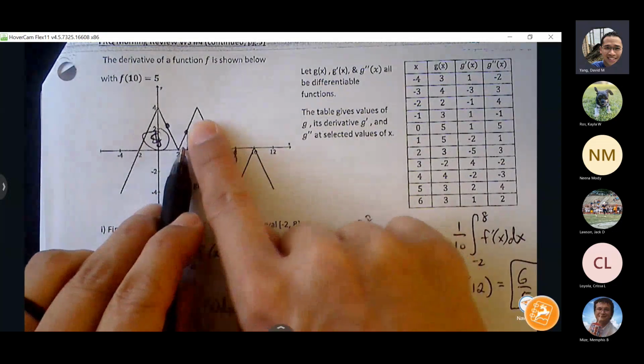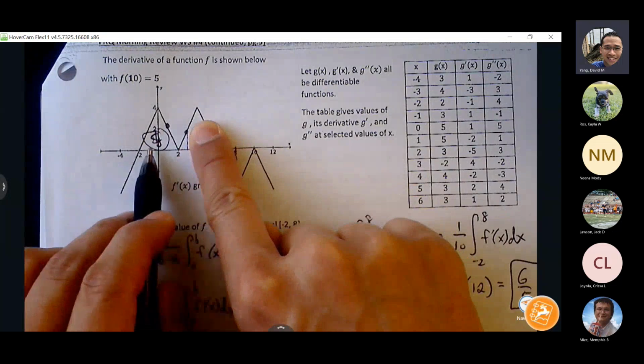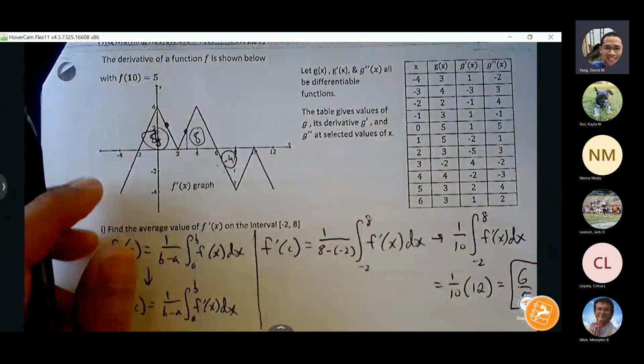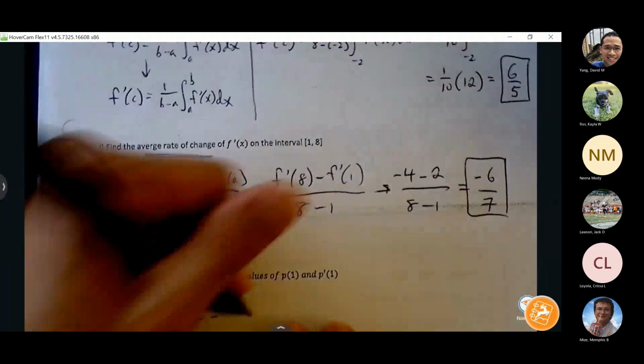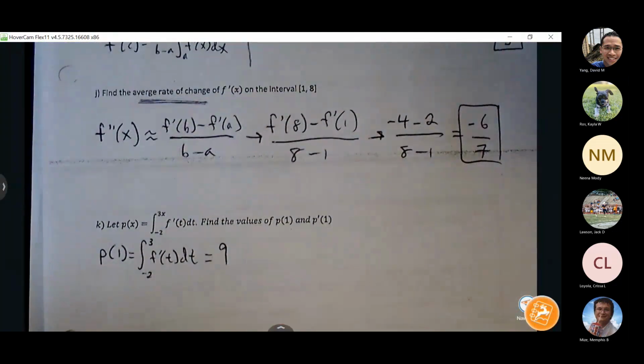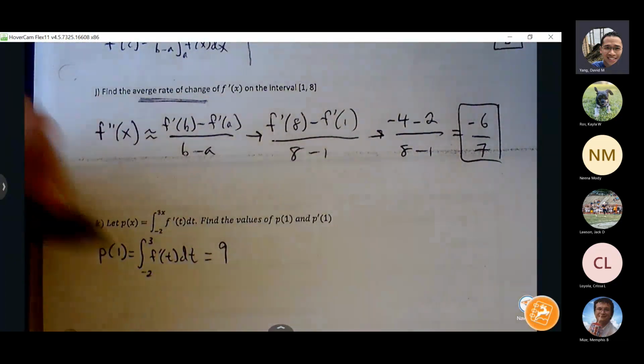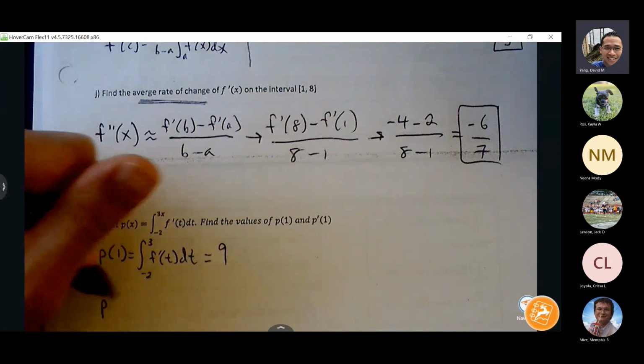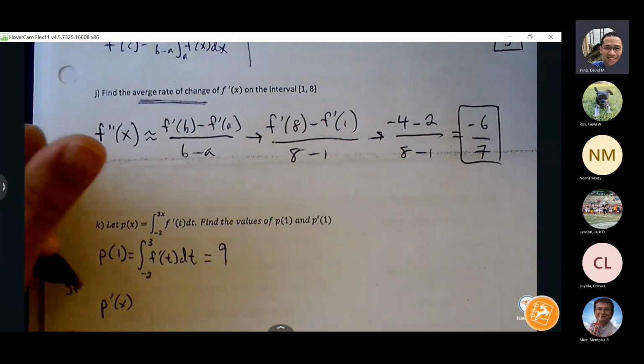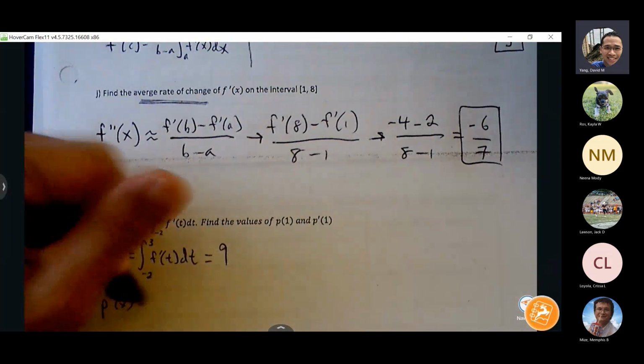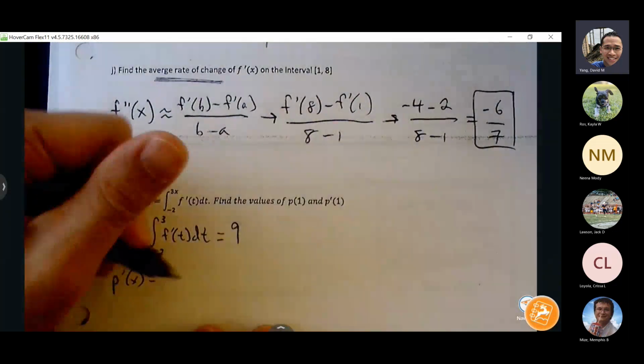So that's an area of 1 right there. So I have 8 plus 1, which is 9. Okay, to find p prime of 1, I first have to find p prime of x. So this is the second theorem here, because I have to find the derivative of an integral.